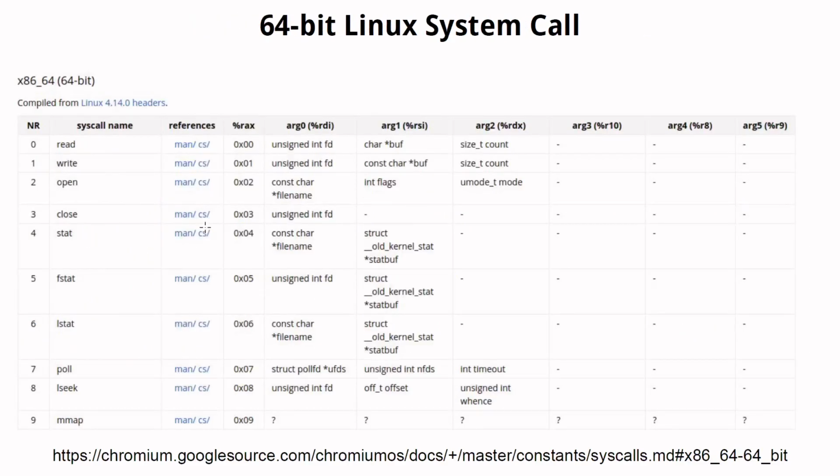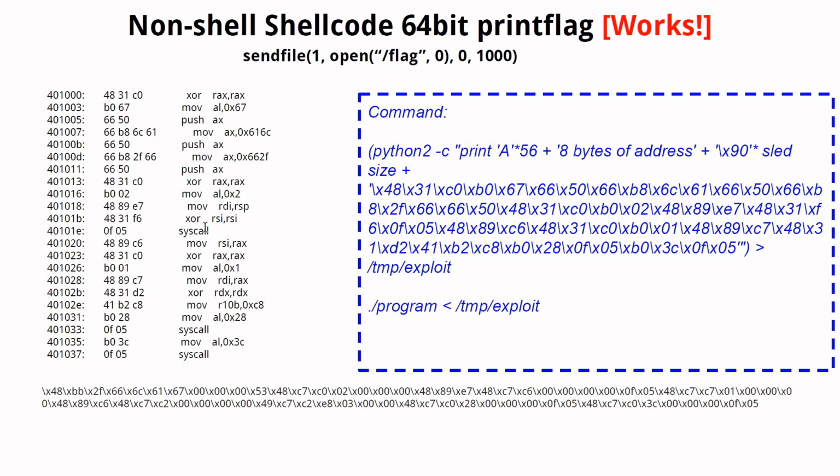There are some online tools as well, maybe easier. So this is our 64-bit shellcode, which will just open the flag file and send the file, two system calls. You can see we have two system call instructions. The first one is open. The second one is send file. But they have different system call numbers in the 64-bit version.